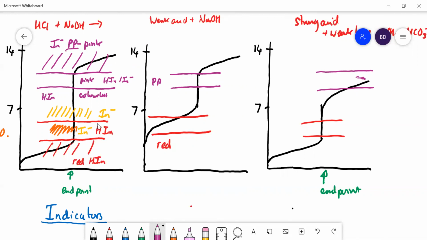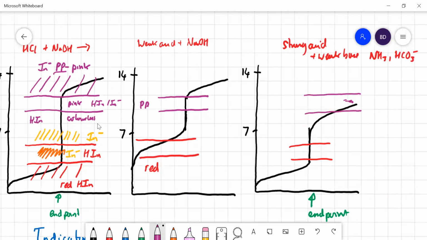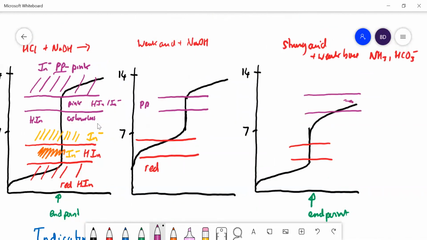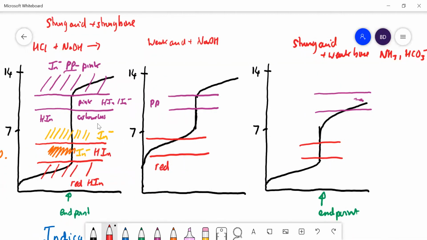You know, you want it to change color at the end point, and that's not going to happen with phenolphthalein. So just to summarize, with a strong acid and strong base, you can use almost any indicator. Two examples I've used are phenolphthalein and methyl orange. Because you've got a very steep curve. The curve is steep over a very large pH range, and so most indicators will work.